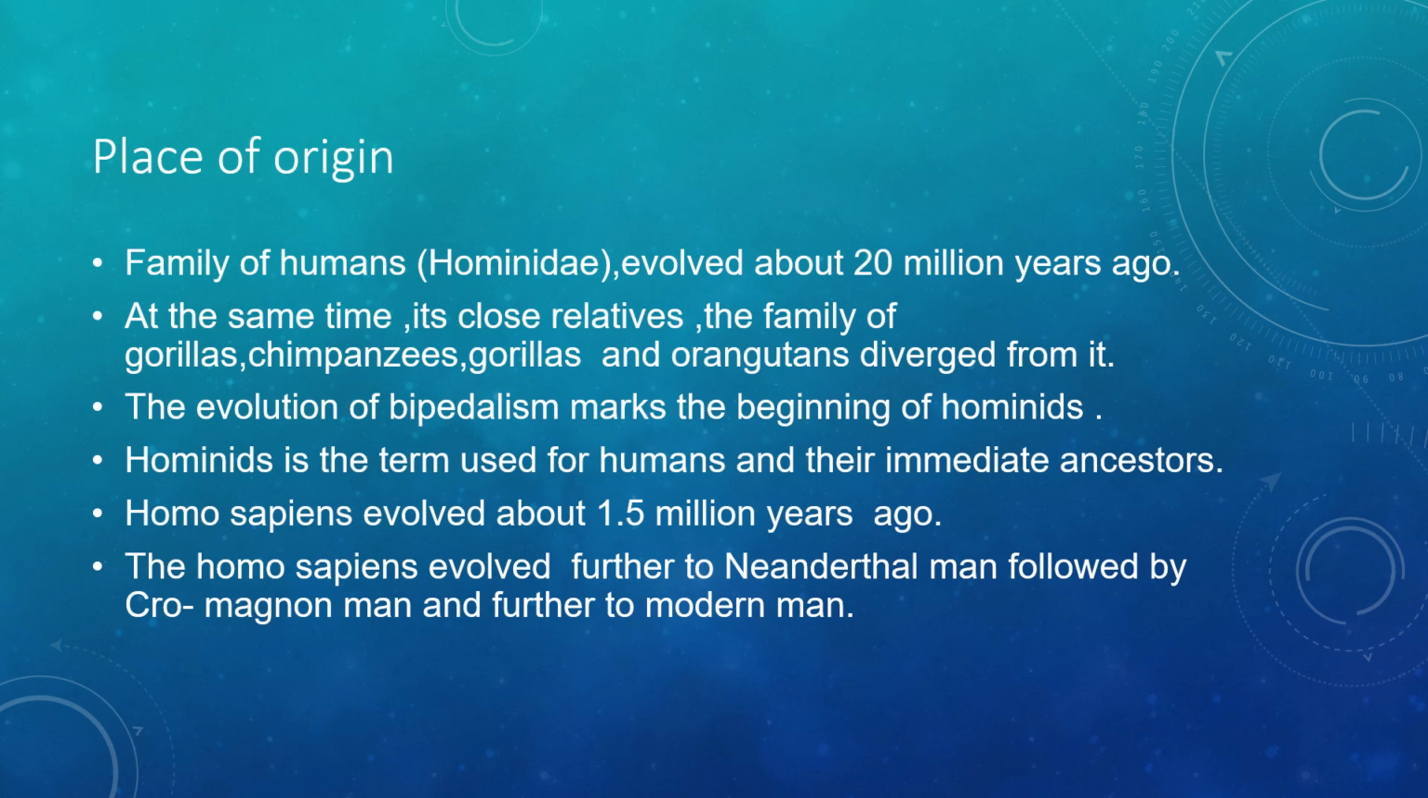Now, what is the place of origin of humans? We belong to the family Hominidae. So all human beings, or all Homo sapiens, are under the family Hominidae, and they evolved around 20 million years ago. At the same time, we are close relatives to the family of gorillas, chimpanzees, and orangutans.